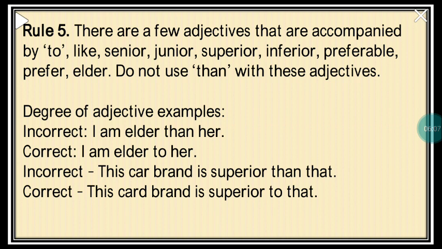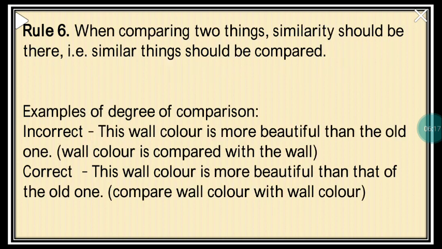We have to rephrase it as this car, that is a mistake there. This car brand is superior to that. The next rule is when comparing two things, similarity should be there. For example, similar things or things belonging to a particular class should be compared.